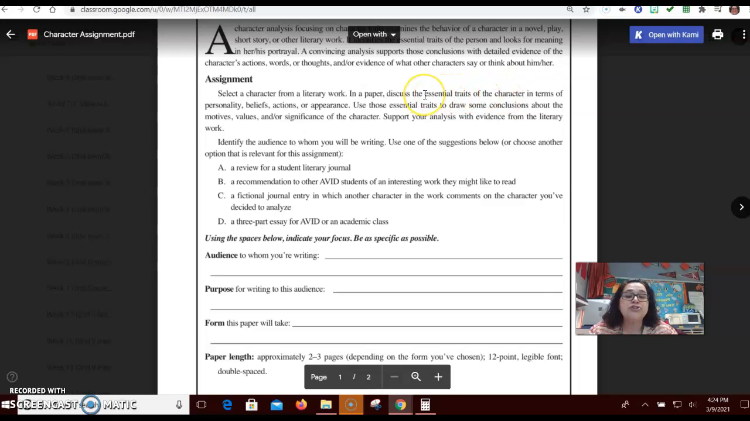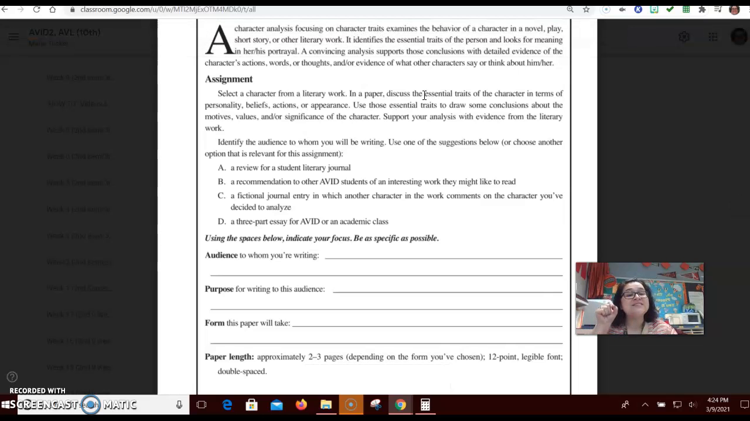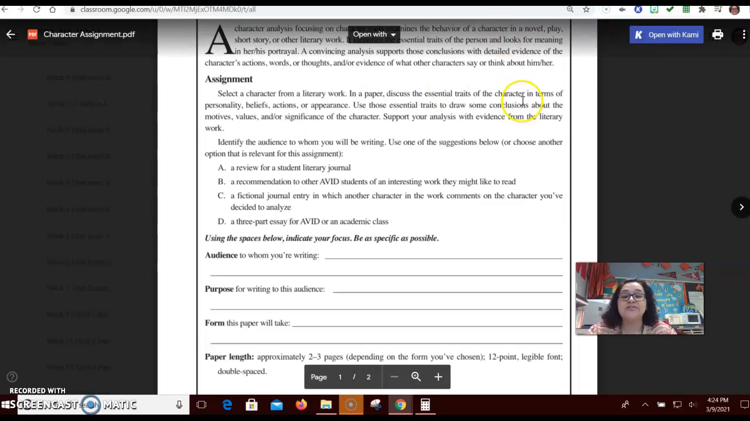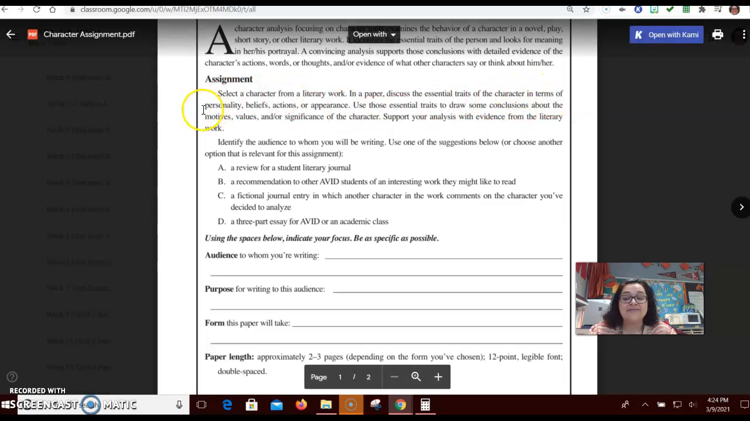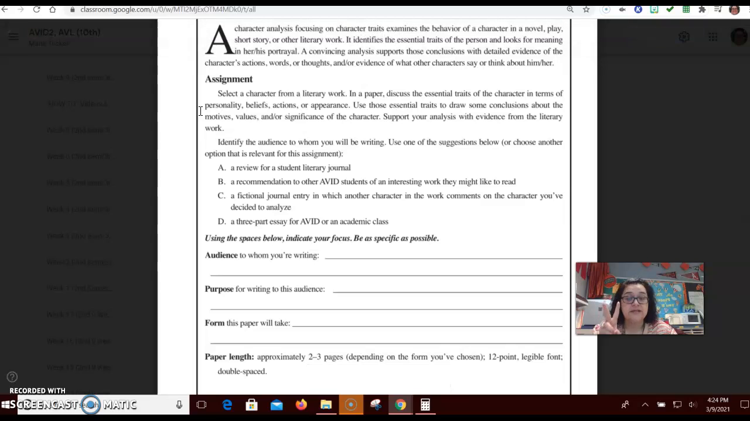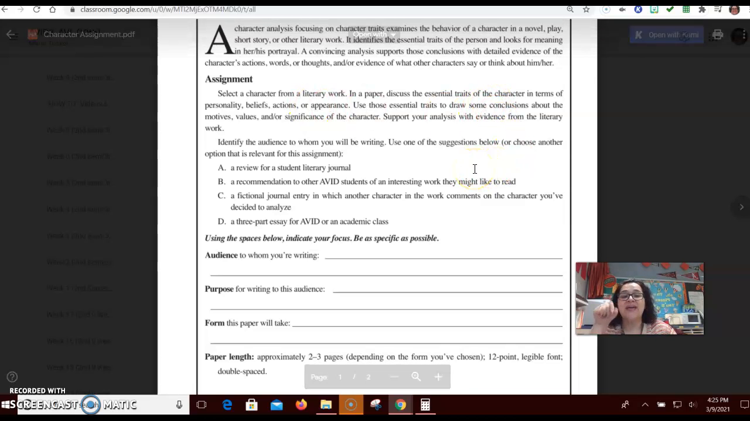Now, guys, I want to make sure that you understand that word essential, because we're not just saying, oh, traits, what are they like? Essential are the most important traits of the character when it comes to their personality, when it comes to what they believe, when it comes to their actions, or to their appearance. So I'm not saying you have to talk about their personality, beliefs, actions, and appearance. Notice it says or.